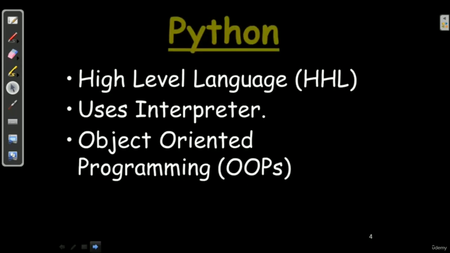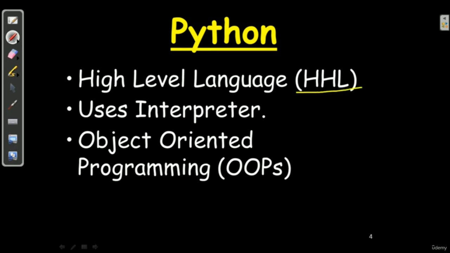Now let's see what Python is. Python is a higher level programming language. What does that actually mean? It means there are also lower level languages. The lowest level language is the machine language, which is the series of zeros and ones that we have discussed in the binary section multiple times.